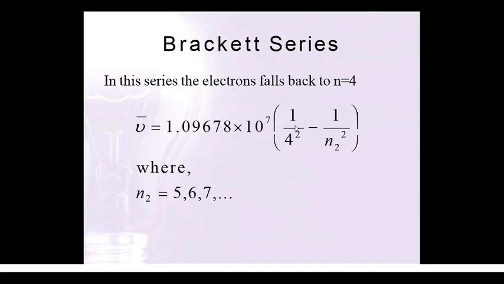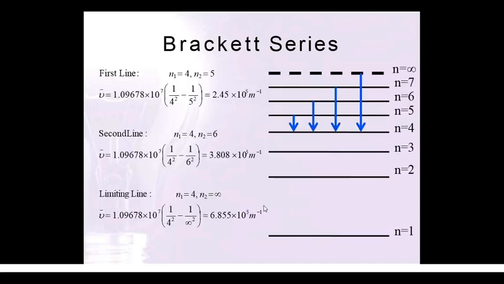So, nu bar will be 1 by 4 square minus 1 by n square, with n2 as 5, 6, 7, etc. Again you can see the figure from n is equal to 5, n equal to 6, n equal to 7 up to n equal to infinity. The electrons are coming back to n is equal to 4th state. So you can calculate the corresponding wave numbers as well as frequency also.